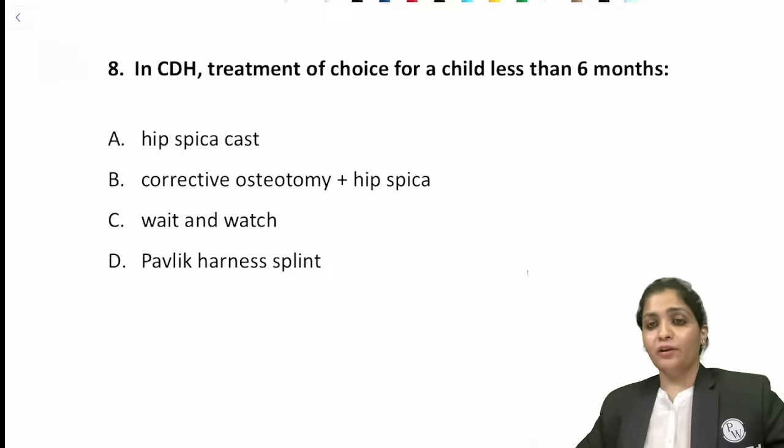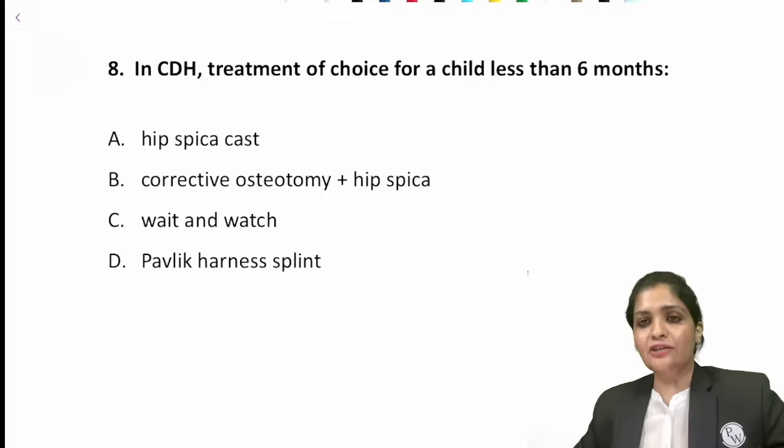So Marfan syndrome, what is Marfan syndrome? It is laxity of ligaments. Only the joints become lax, right? So it is not the fractures of the bones which are seen in Marfan's. It is only the ligaments which are lax. That is Marfan syndrome, right? So what is the answer for this? In CDH, the treatment of choice for a child less than 6 months is?